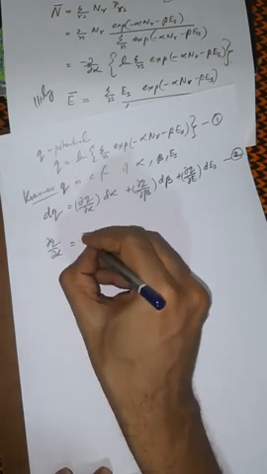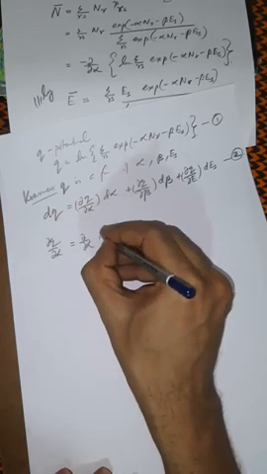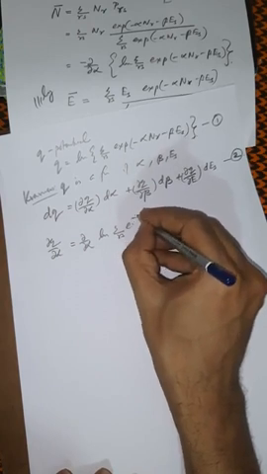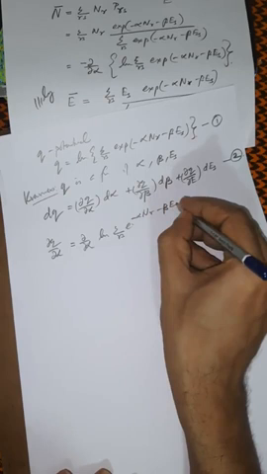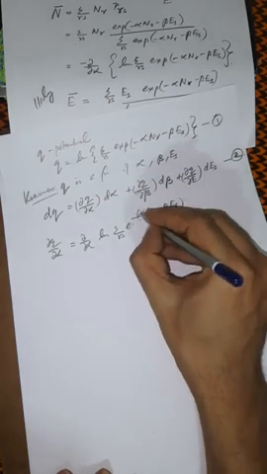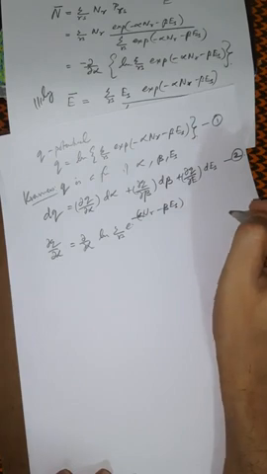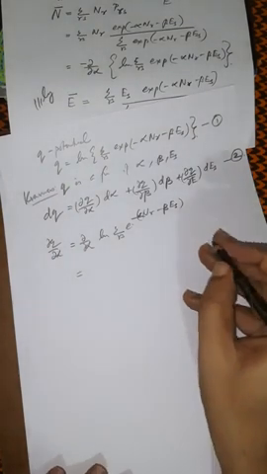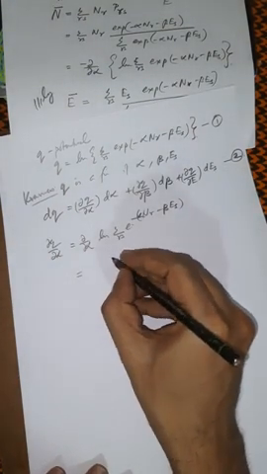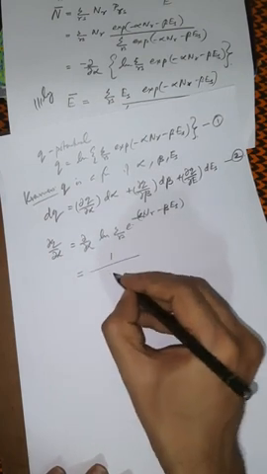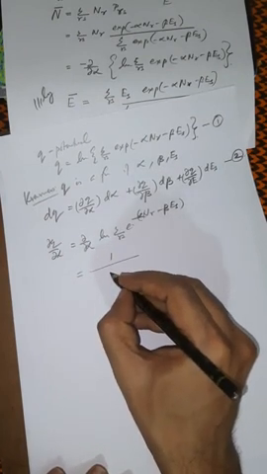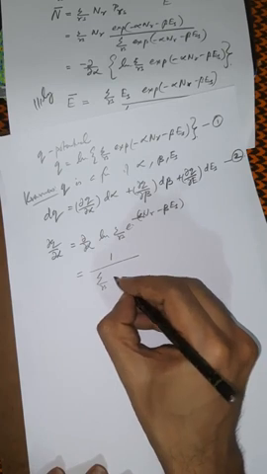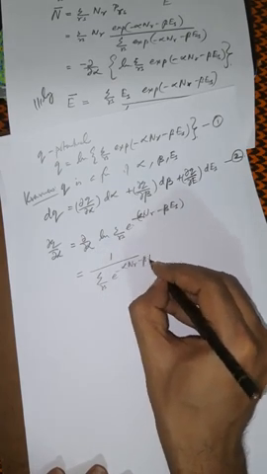So what will be dou Q by dou alpha? Dou Q by dou alpha is equal to dou by dou alpha of Ln of the sum over Rs of e raised to minus alpha nr minus beta es, right? Which can be written as 1 by the sum over Rs of e raised to minus alpha nr minus beta es.